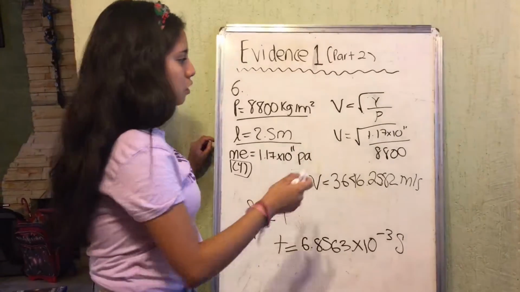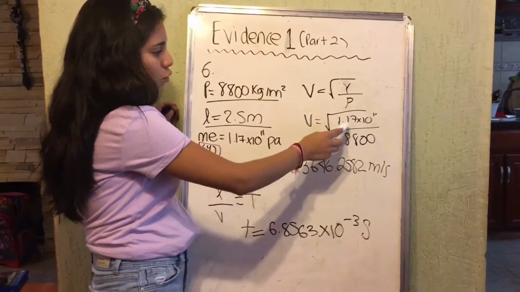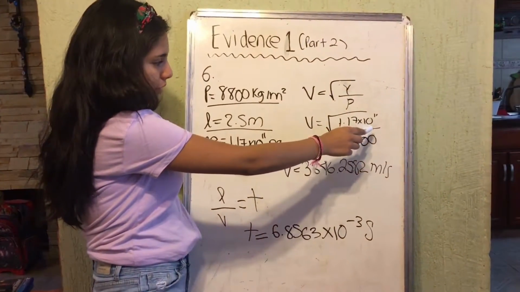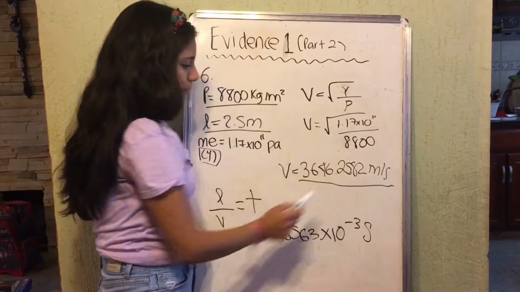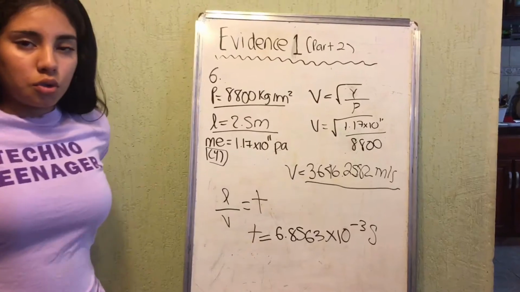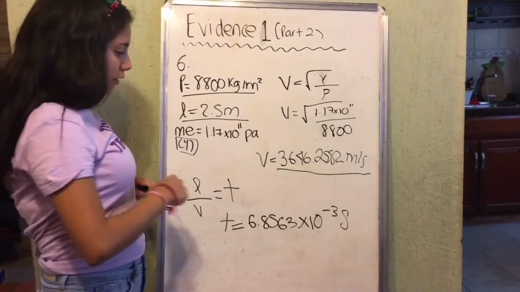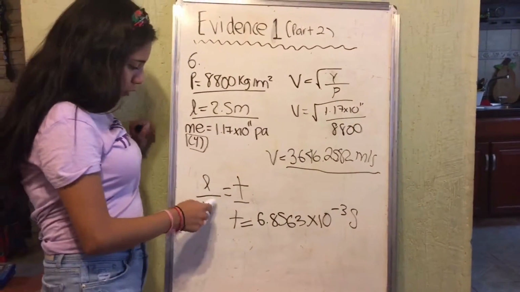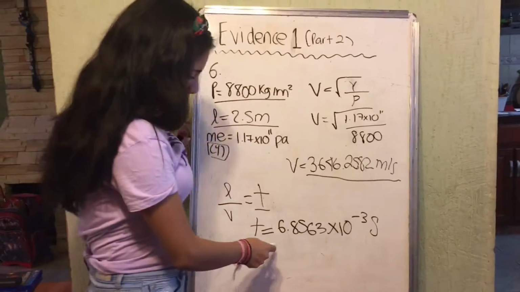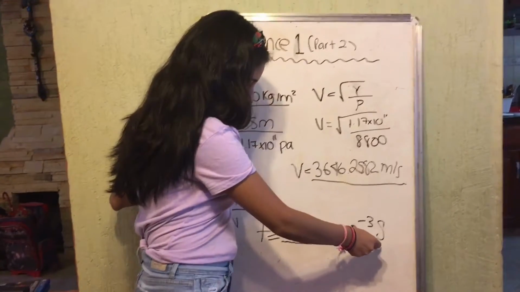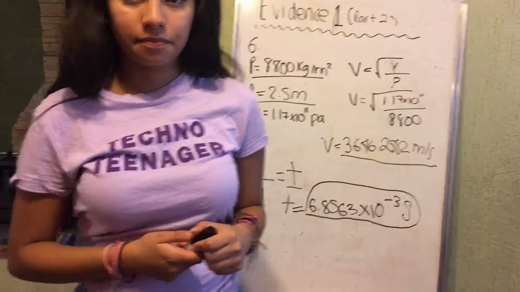So easy, we're going to use this formula: velocity is equal to the root of the modulus over the density, which is 1.17 times 10 to the 11 over 8,800, and it gives us this result. Then we identify what other formula we can use to get the time, which in this case is length over velocity, equal to time. So we do it, and time is 6.866 times 10 to the minus 3 seconds.